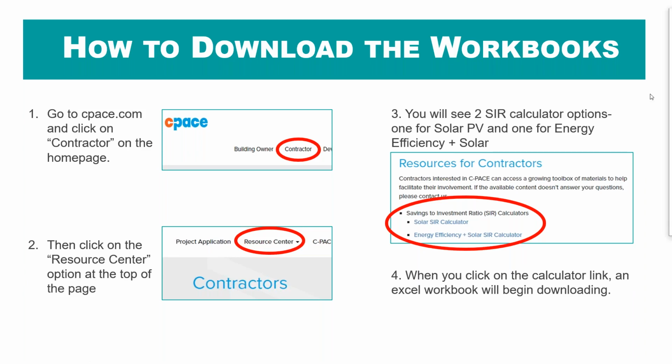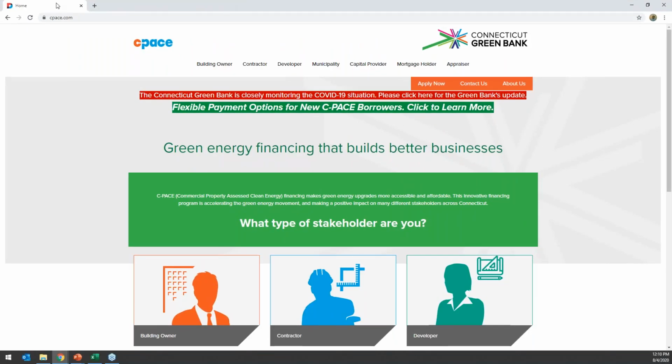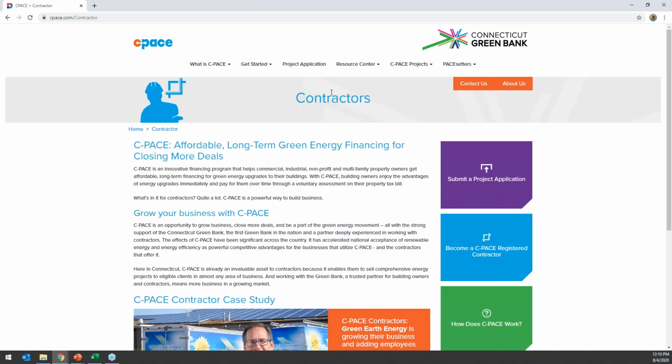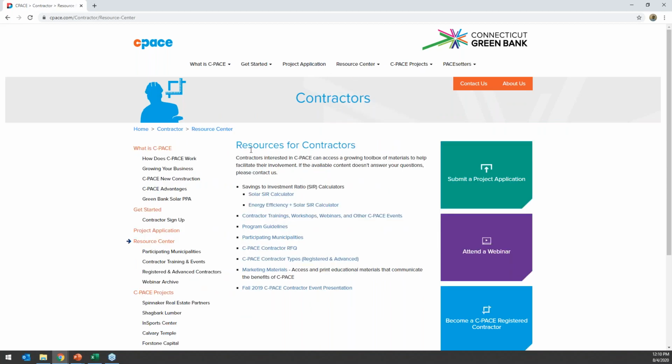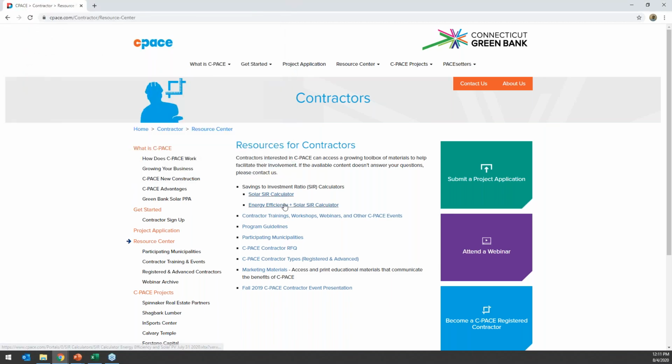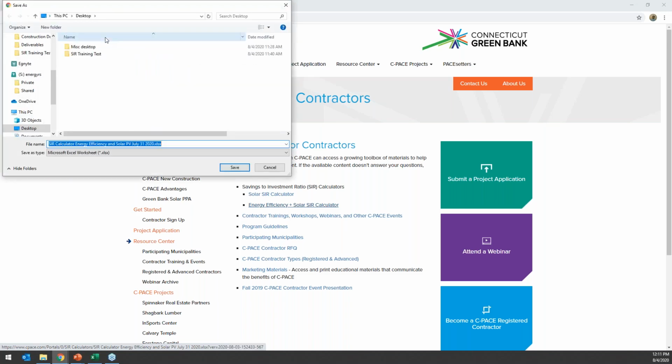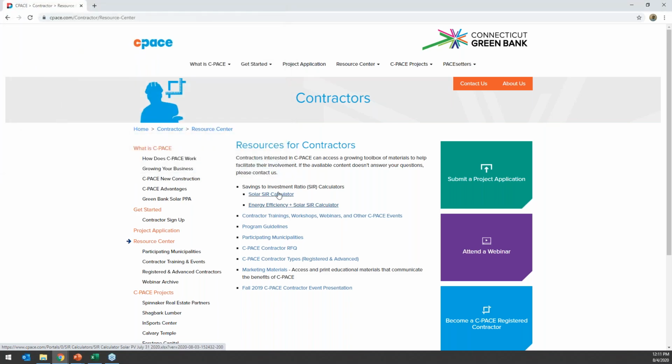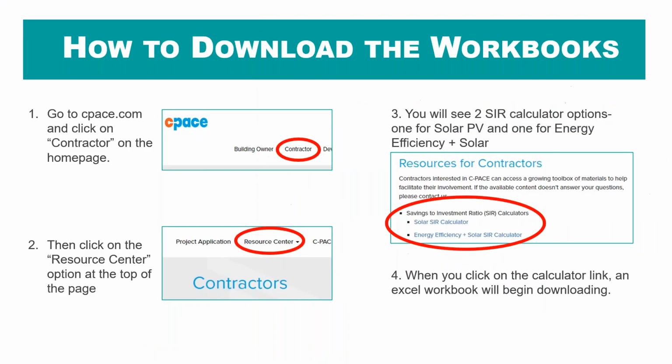So as I mentioned, here it is. This is cpace.com. You just click on Contractor, and then from there you go to Resource Center, and under Resources for Contractors, you have the Solar SIR calculator, which once you click on it, it'll start downloading, and then the Energy Efficiency plus Solar SIR calculator. So that's a quick how to download the SIR calculator.